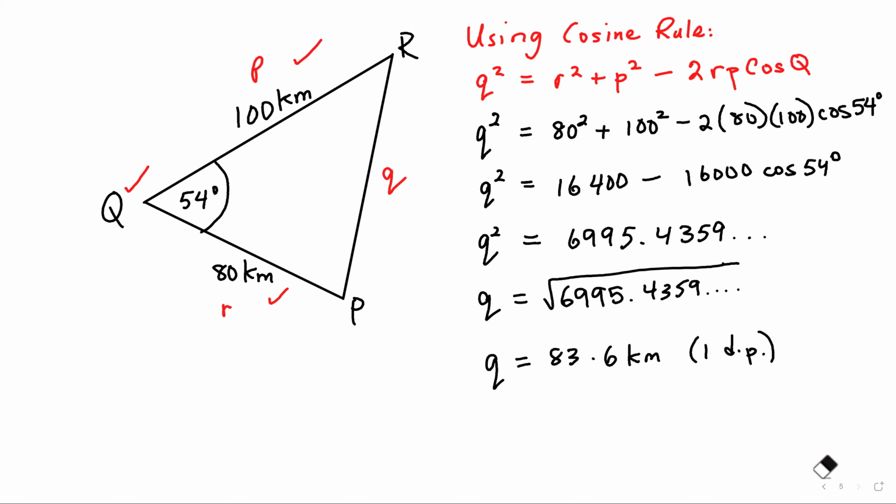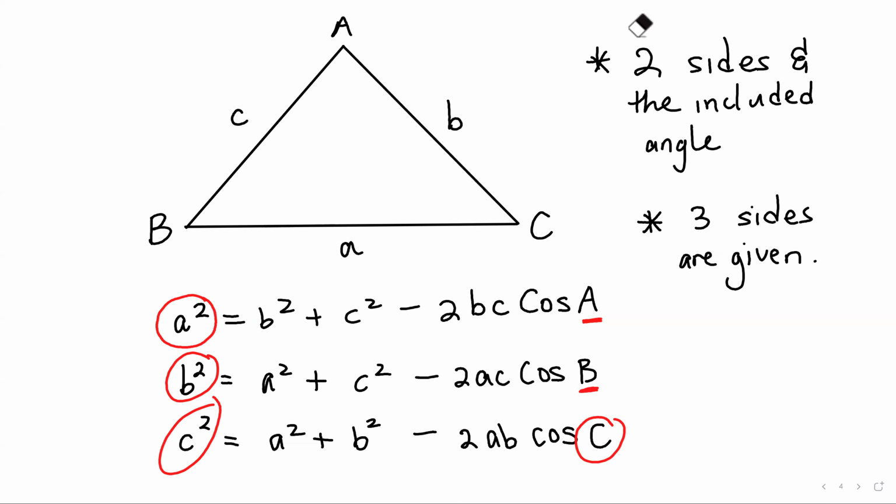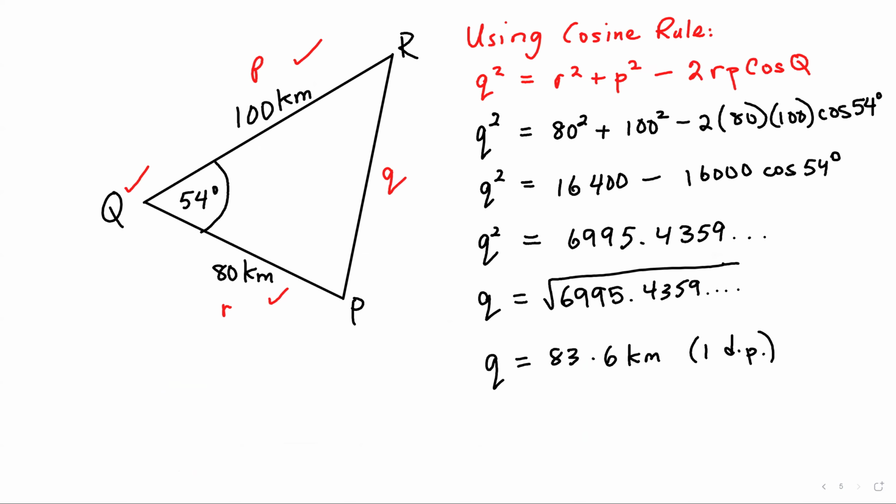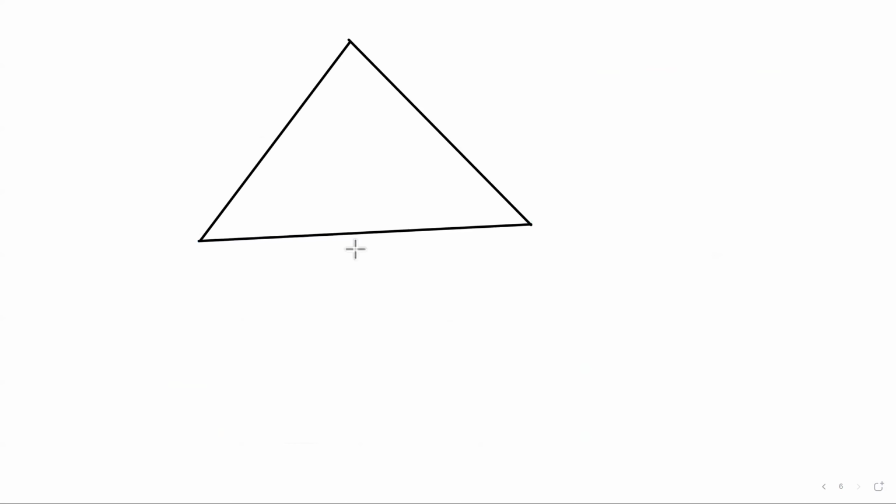The other time, you can use the cosine rule to find an unknown side when you have two sides and the included angle. And you can also use the cosine rule to find an unknown angle when you have all three sides. So let's look at an example like that. Let's say I have this triangle, and let me take a browse quickly and see if I have any of them with all three sides so that I can use the cosine rule. I don't think I do. So what I'll do is I'll just make it up.